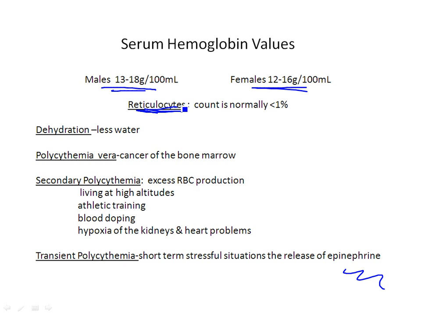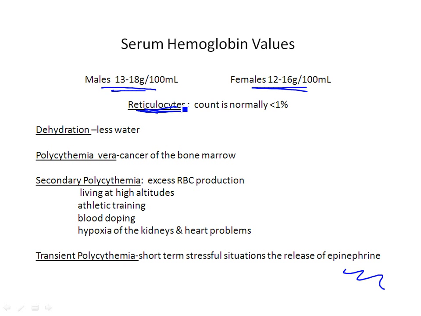Some of the more common causes of changes in serum hemoglobin values would be something like dehydration. What does that mean? It means you have less water. If you have less water in your blood, then per milliliter of blood, you're going to have more cells. It's not really that you've made more cells, it's just that you've not diluted out the cells the way you normally do. So you could have somebody who's been throwing up or having diarrhea, and they're dehydrated, and they would actually show a high hemoglobin value.